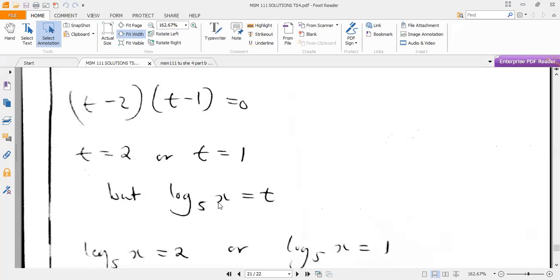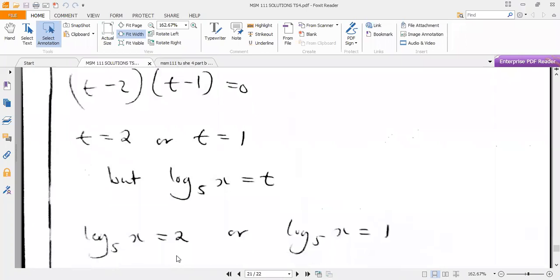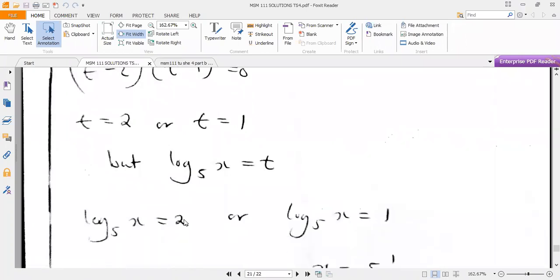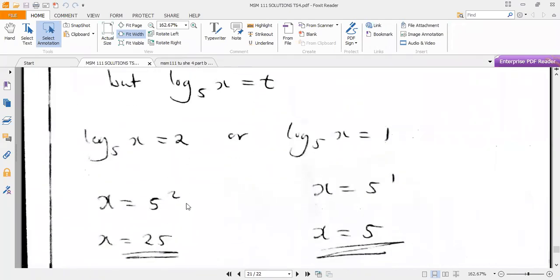But log base 5 of x is equal to t, isn't it? So we now solve for x, right? We're not solving for t. So now what is t? t is 2 and/or t is equal to 1. Where there's t, we first put a 2, right? So we have log base 5 of x is equal to 2. Now, using that principle, the 5, when it goes to the right-hand side, will be 5 to the power 2. Now, what is 5 to the power 2? It's simply 25. So you know that x is equal to 25.